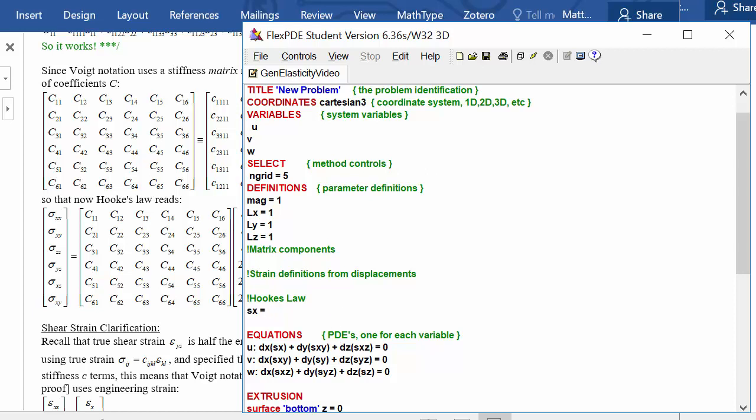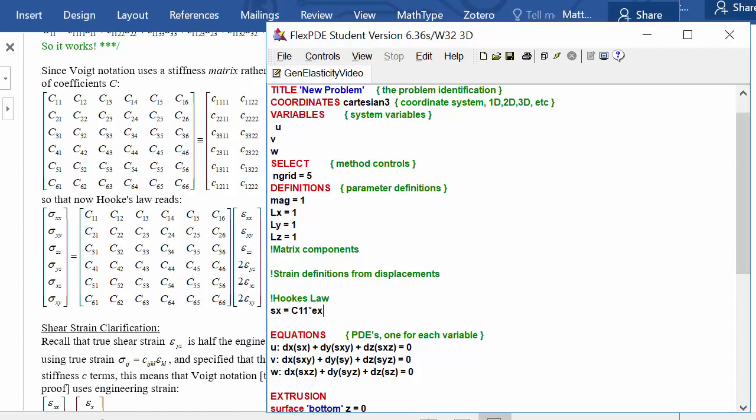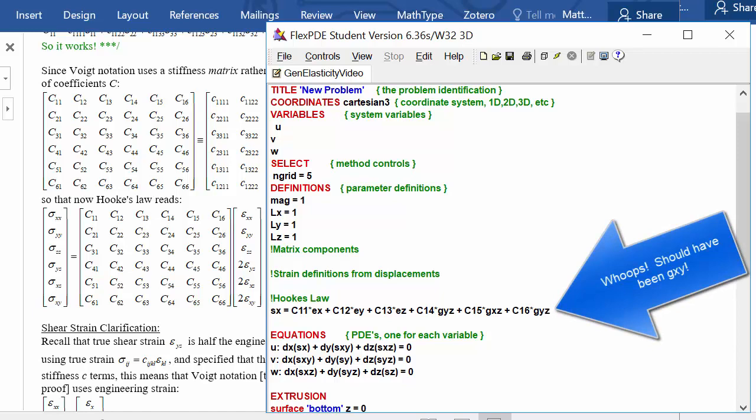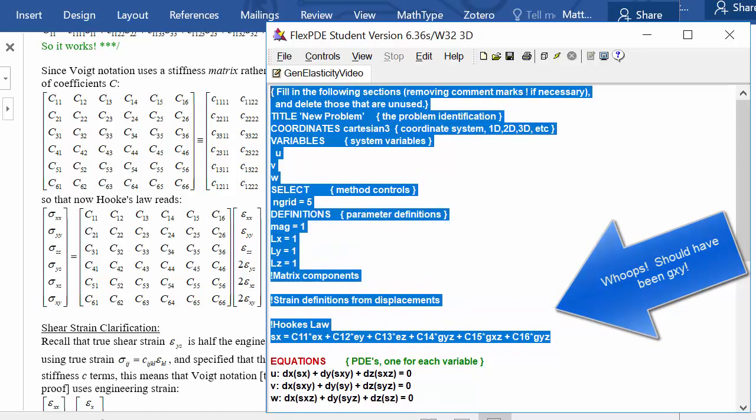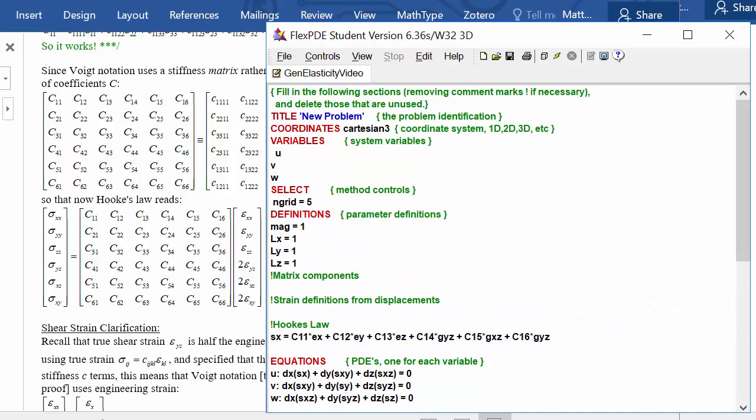So what we'll do is, maybe I'll move that over a bit just so that we can see it better. So Sx is equal to C11 times EX plus C12 times EY plus C13 times EZ plus, now I'm going to say C14, and I'm not going to call that 2 times EYZ, but I'm just going to call that GYZ. So we'll go right to the engineering strain, plus C15 times GXZ plus C16 times GYZ. Okay, now we're going to use a copy paste to get the rest of the matrix components going.